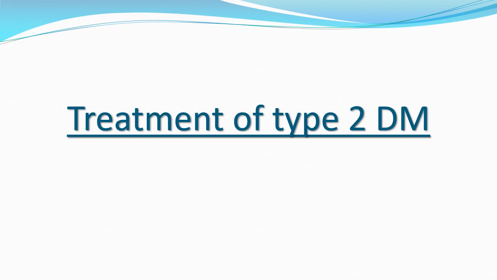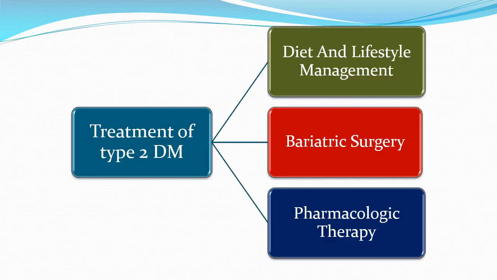Now, what about the treatment of type 2 diabetes? The treatment of type 2 diabetes is a tripod. The most important thing is diet and lifestyle management. This is very important. Then we will say a few words about what is called bariatric surgery, and then we will discuss in more detail the pharmacologic therapy.